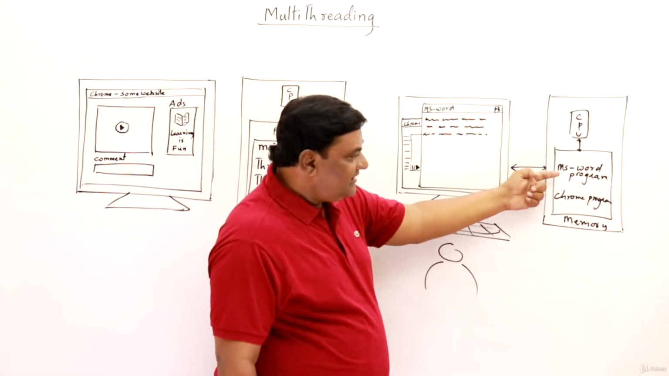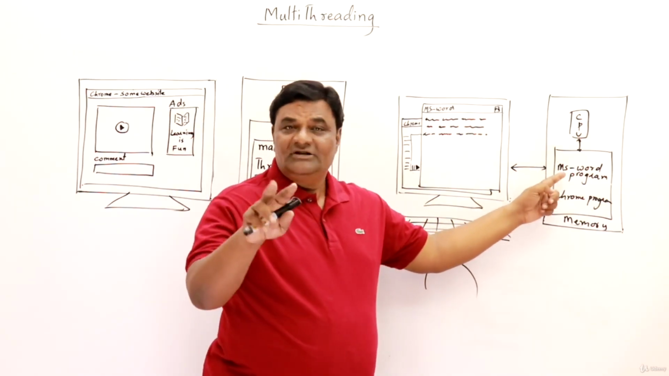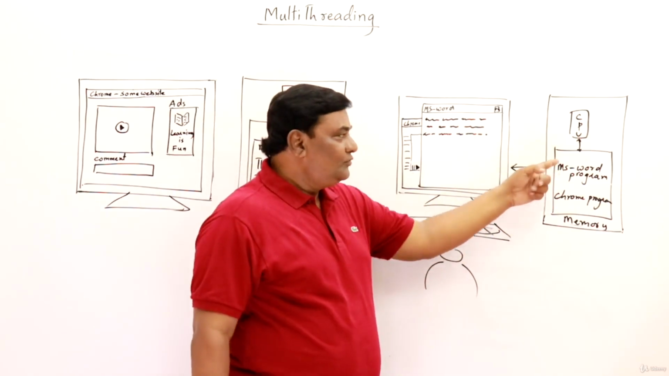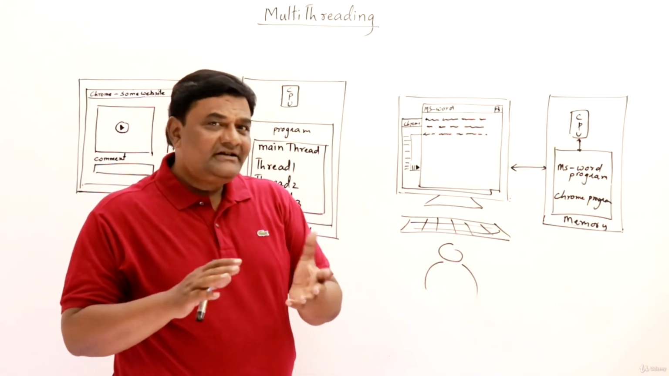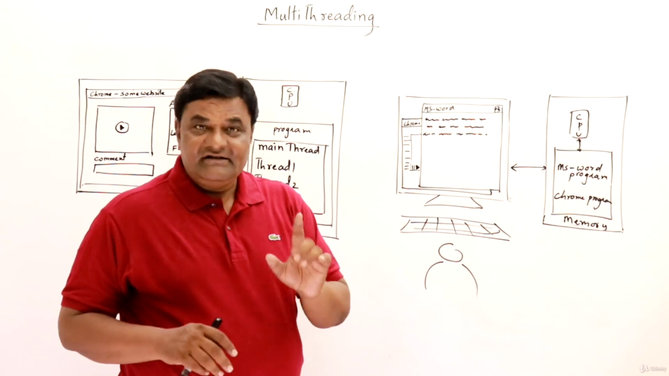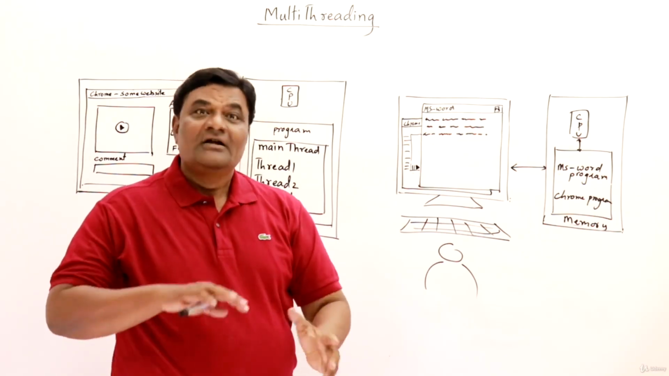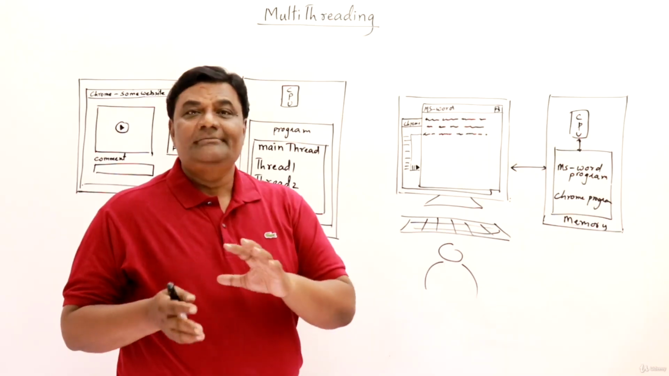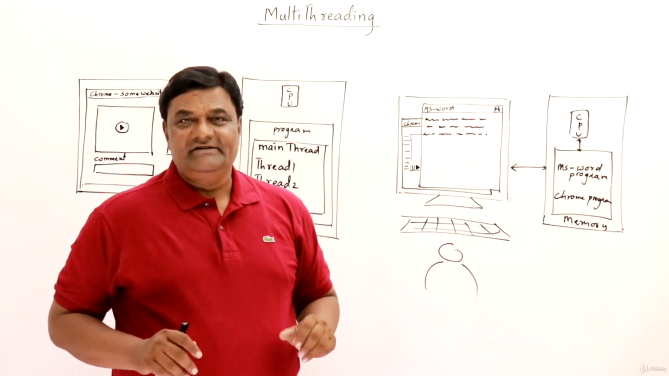If you see in the memory, I have shown the programs for MS Word and Chrome. Both the programs are there in the memory and the CPU is executing them simultaneously. Actually, it is executing alternatively. At a time, the CPU cannot execute two programs. It can execute only one program. But at a faster rate, it is doing them alternatively. It seems as if they are running simultaneously.